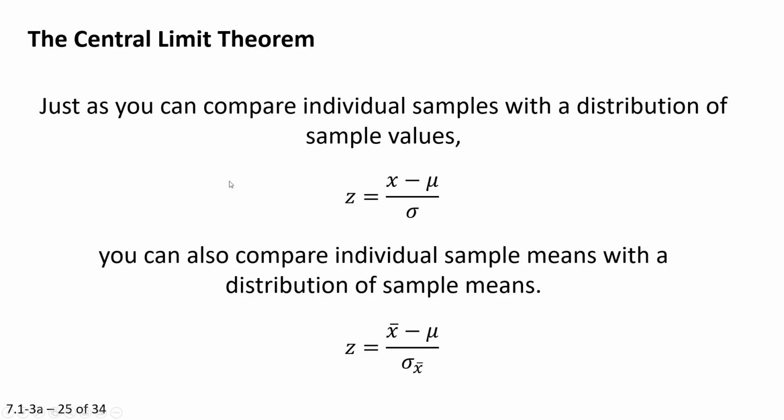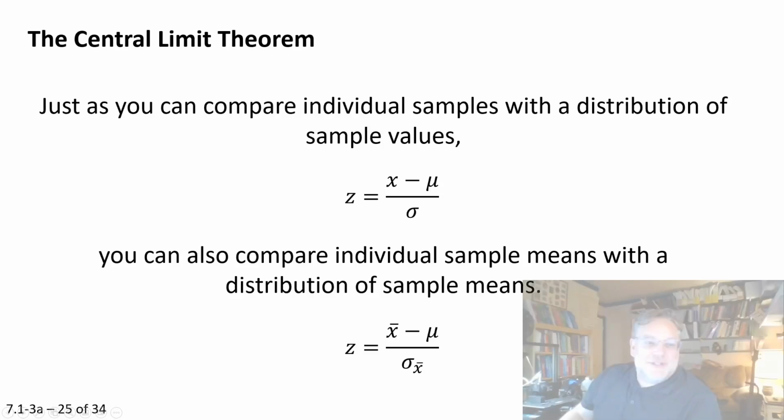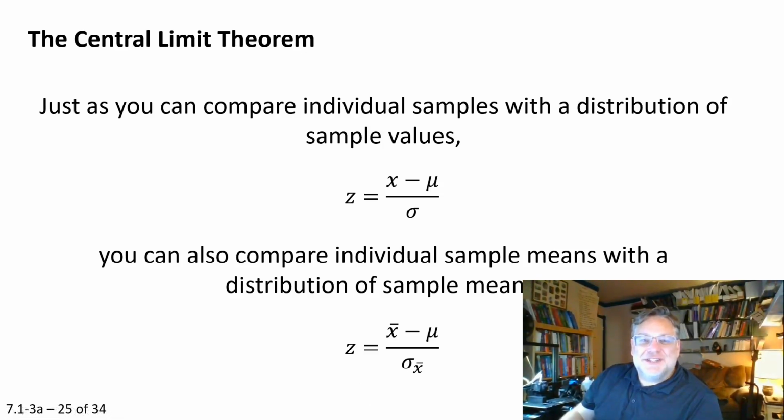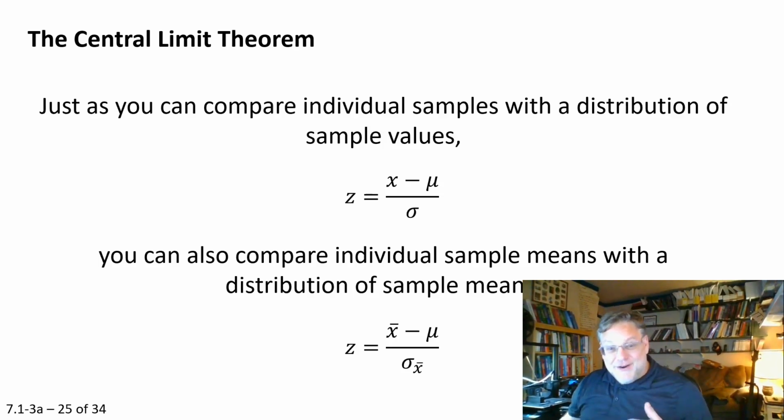Okay, so just as you can compare individual sample values with a distribution of sample values, that was our z statistic that you calculated before, you can also compare an individual sample mean with a distribution of sample means in the exact same way, except your standard deviation that you had before is now replaced with this standard error, which has that square root of n stuck into its calculation.